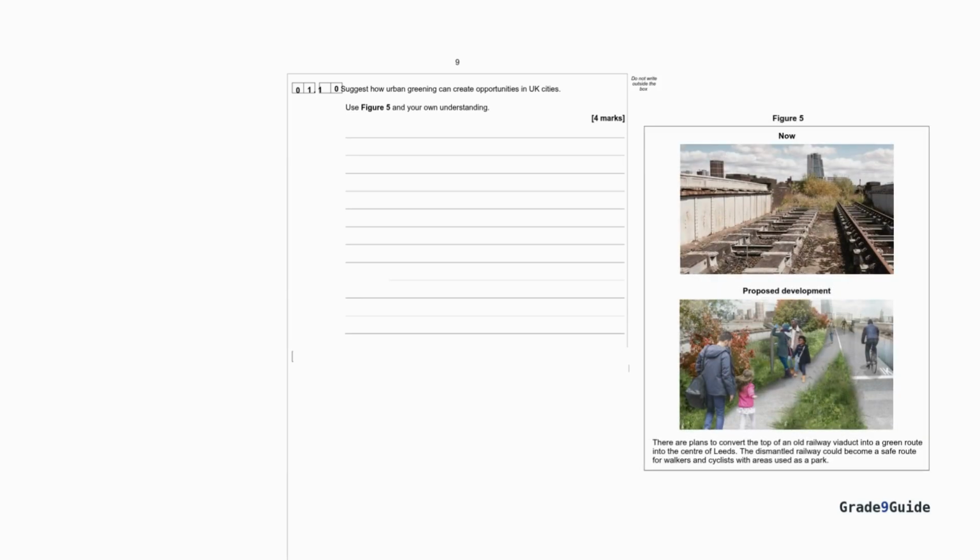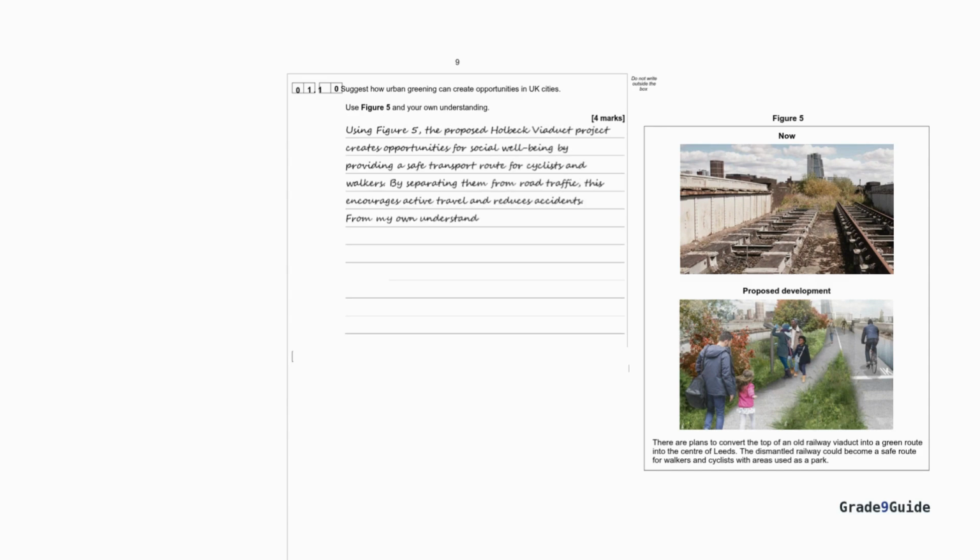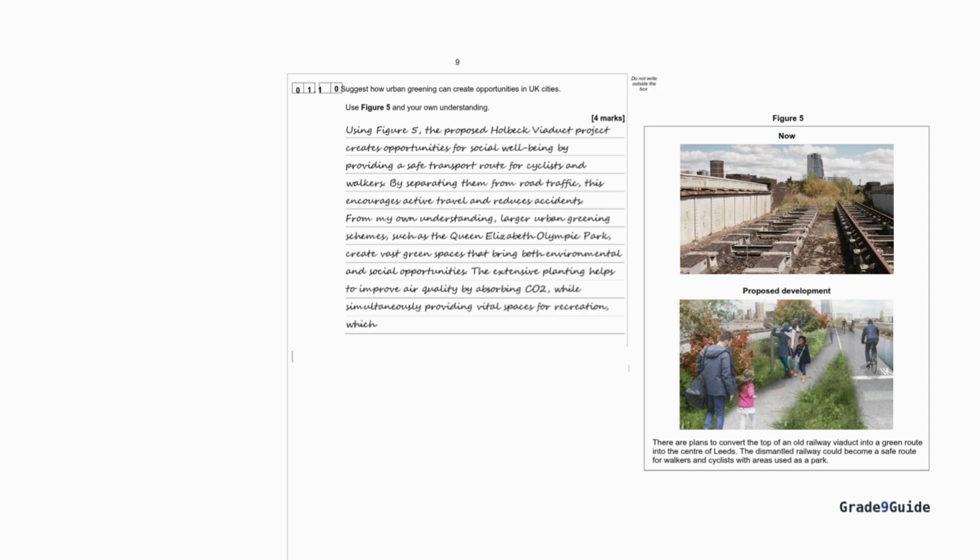Now, question 1.10 asks how urban greening can create opportunities in UK cities. Use figure 5 and your own understanding. For this one, we're looking for the benefits of creating these green spaces using both the pictures and our own knowledge to back it up. So a really strong answer here would link the project shown in the figure to a wider case study. You could start by pointing out how the Halbeck Viaduct project creates a safe route for cyclists, which is great for encouraging active travel. Then, you could broaden that out to another example, like the Queen Elizabeth Olympic Park, and talk about how these green spaces improve air quality and give people a place for recreation, which is fantastic for mental health.